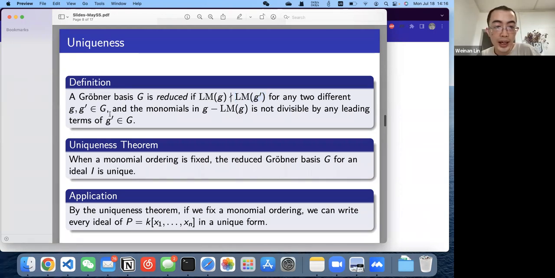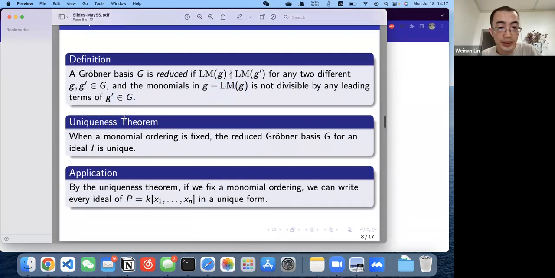And then there's another condition: the monomials other than the leading one should not be divisible by any leading terms. I mean, they should be in the basis. That's what I mean. Every polynomial in a reduced Gröbner basis G should be a certain leading monomial plus some other basis elements of the algebra. Okay, so it's simple to obtain a reduced one from an unreduced one, just by abandoning the one that's divisible by others and also rewriting other monomials if they're divisible by something not in the basis, you just rewrite that by the ideal.